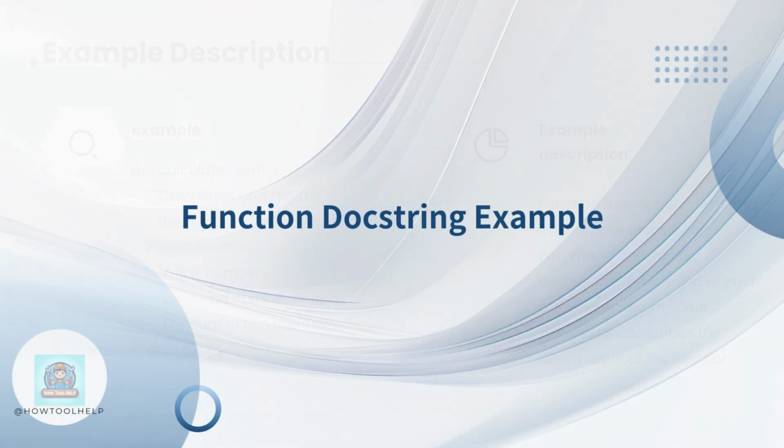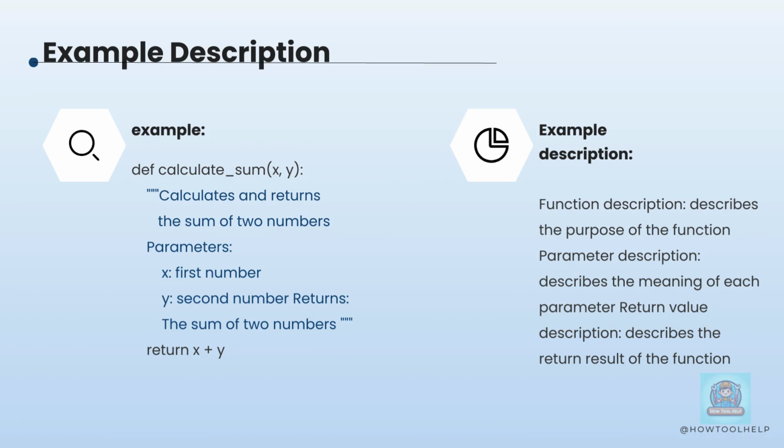Example: function docstring. Here's an example of a function docstring. In this example, we define a function called calculate_sum. Its docstring contains the following parts. Function description describes the purpose of the function, which is to compute and return the sum of two numbers. Parameter descriptions explains the meaning of each parameter, x and y. Return value description specifies that the function returns the sum of the two numbers.